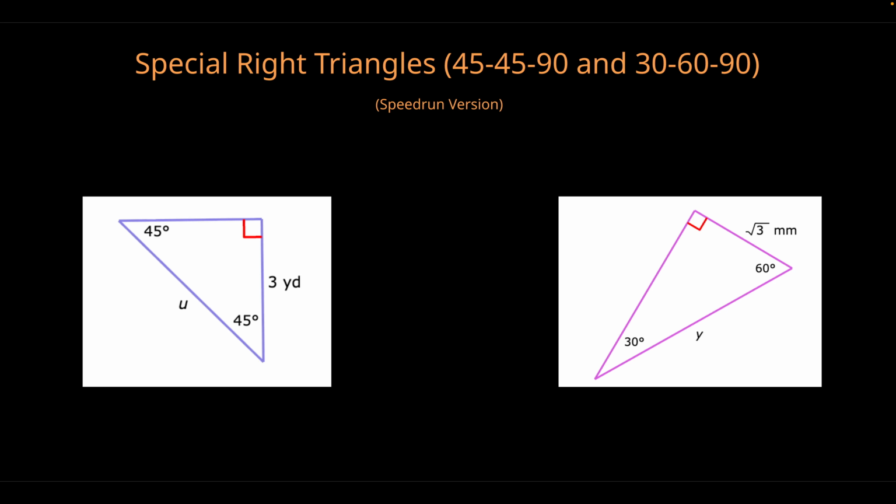Today we're going to be talking about special right triangles, so 45, 45, 90 and 30, 60, 90, similar to the problems you see up on the screen here.